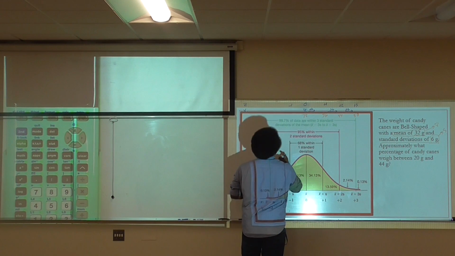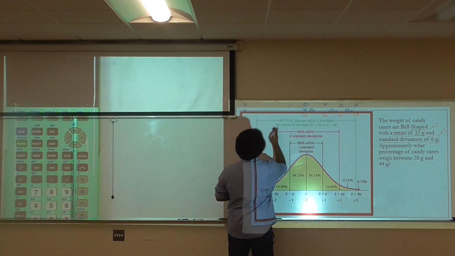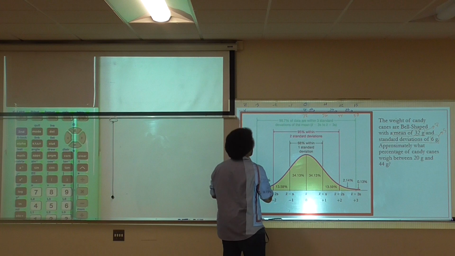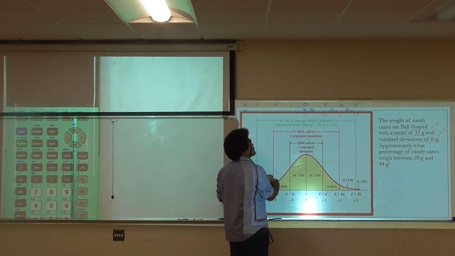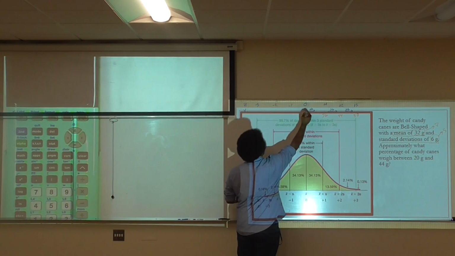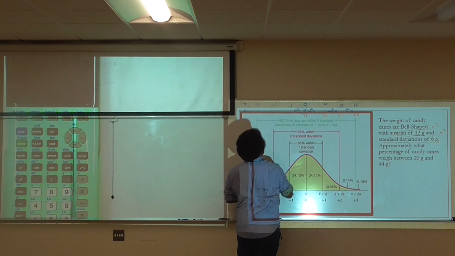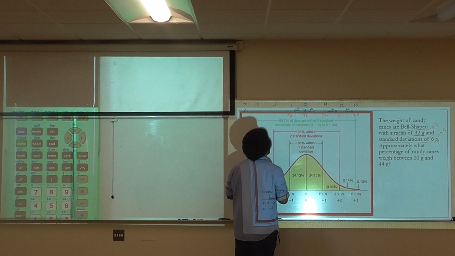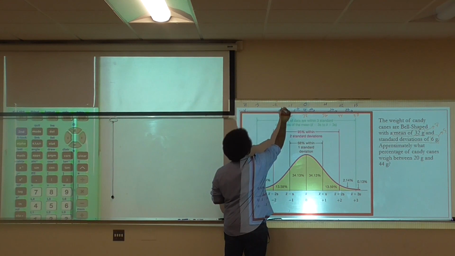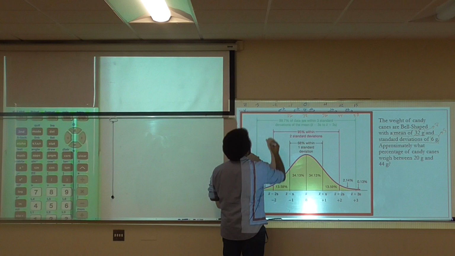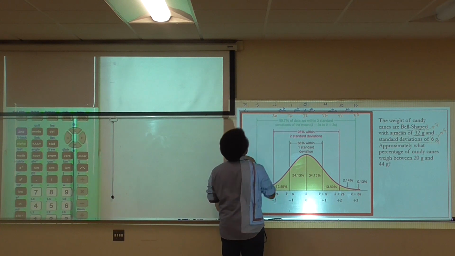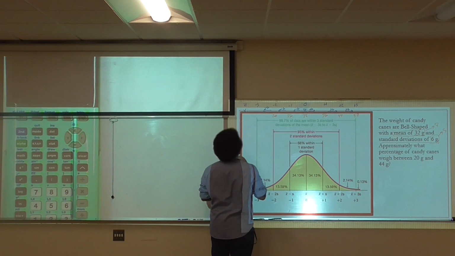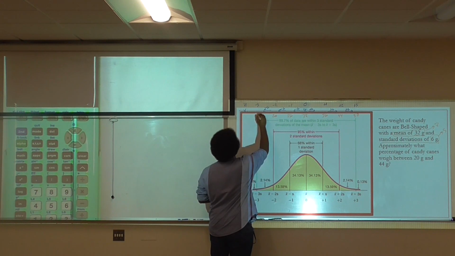But right here is going to be my -1 standard deviation away. Over here is going to be -2 standard deviations away, and -3 standard deviations away. Now I'm going to the left, so instead of adding, I need to subtract. Minus 6 over here gives me 26. I'll repeat the process: minus 6 gives me 20. And one more time, minus 6 gives me 14.